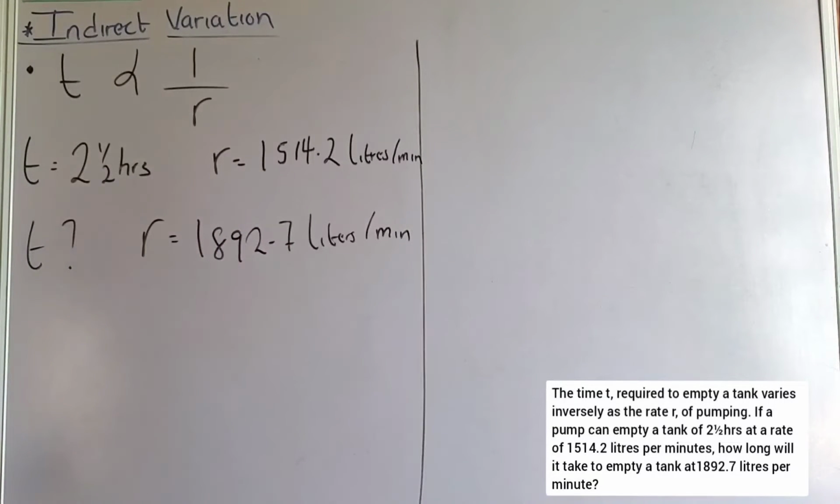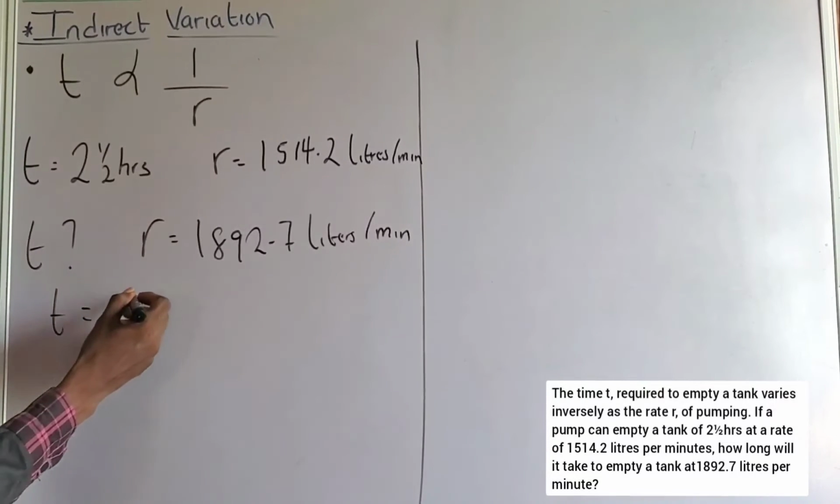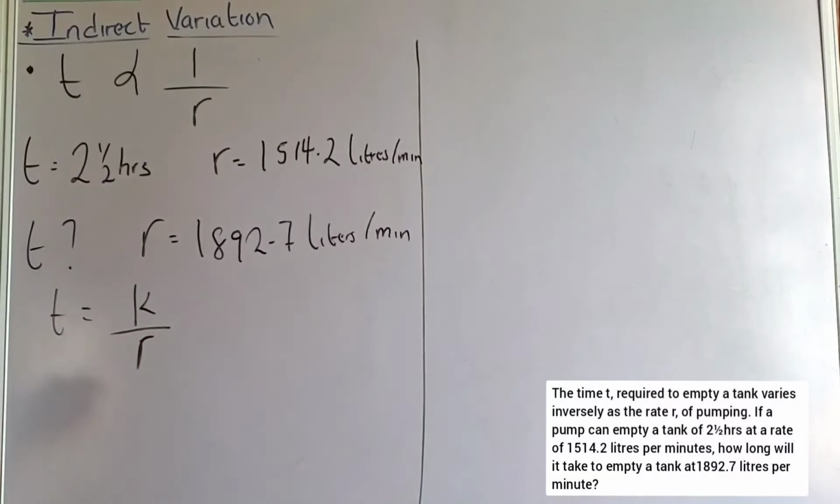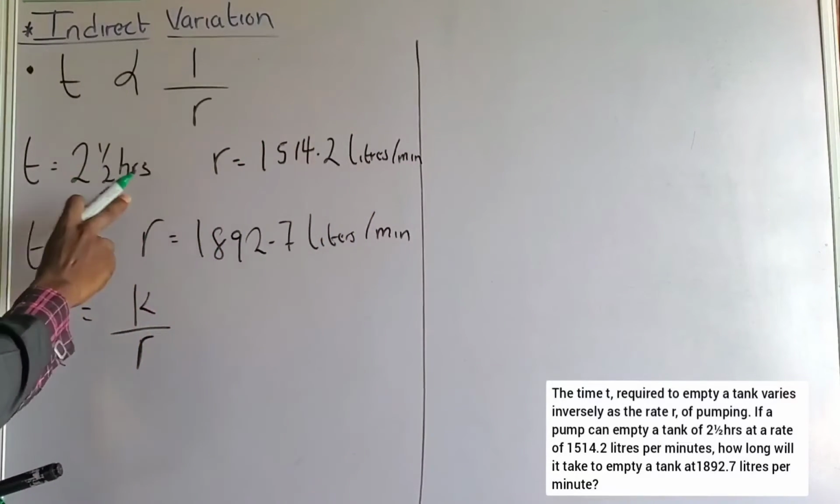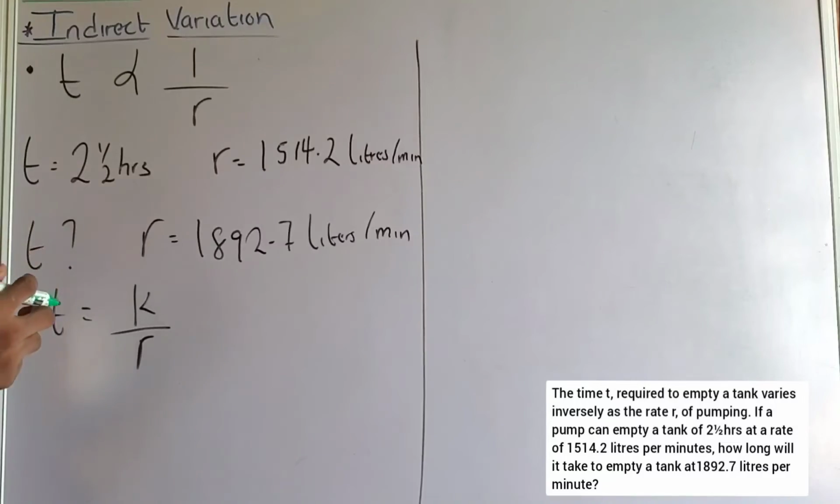Now, I told you that if you are dealing with a question on variation, you have to first change the variation sign to an equals sign. And to do that, you have to introduce the proportionality constant. For this, I'm going to have T equals K all over R. Now, having done this, we can determine the value of K with respect to the first two parameters that were given in the question. We are given the time as 2.5 hours and the rate as 1,514.2. Because the rate is in liters per minute, we have to convert these hours to minutes.